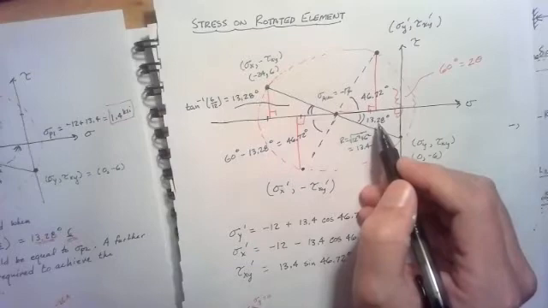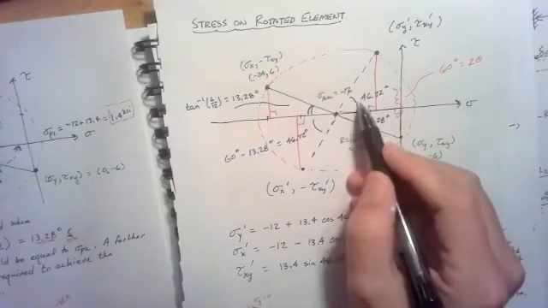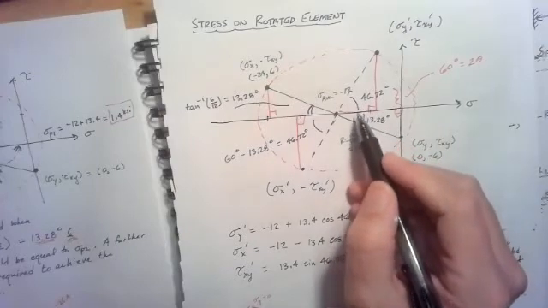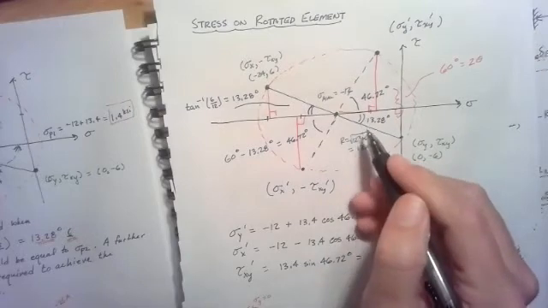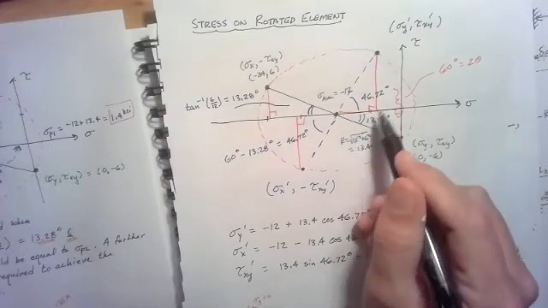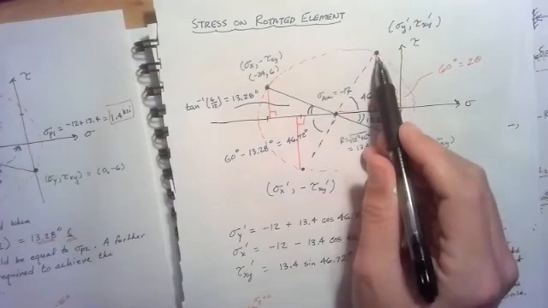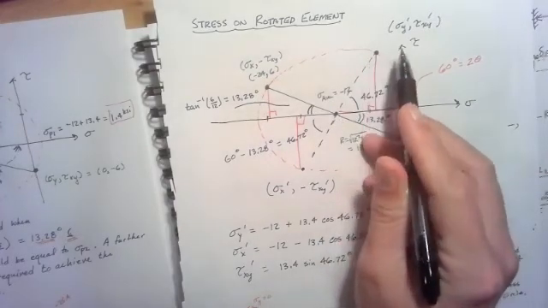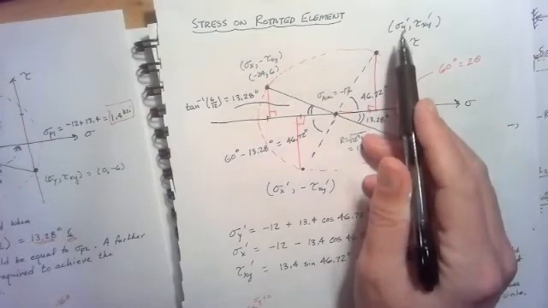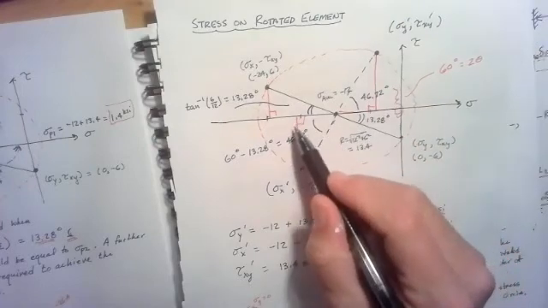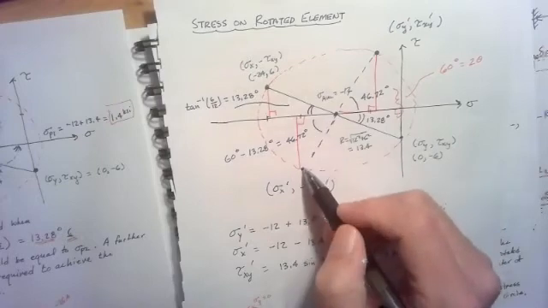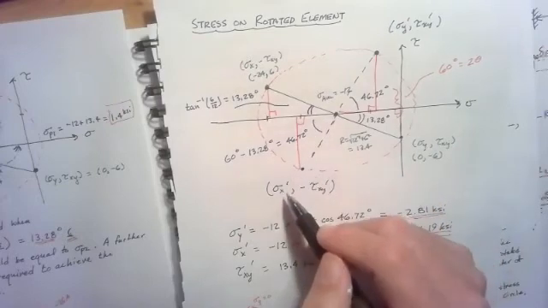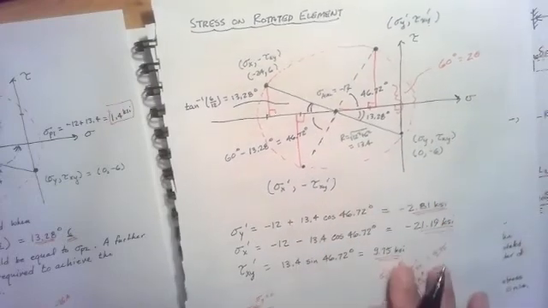So this angle is 13.28 degrees. This angle is 46.72 degrees. And now I can use right triangle trigonometry to find at this point sigma y prime and tau xy, and I can use right triangle trigonometry to find the coordinates of sigma x prime as well.